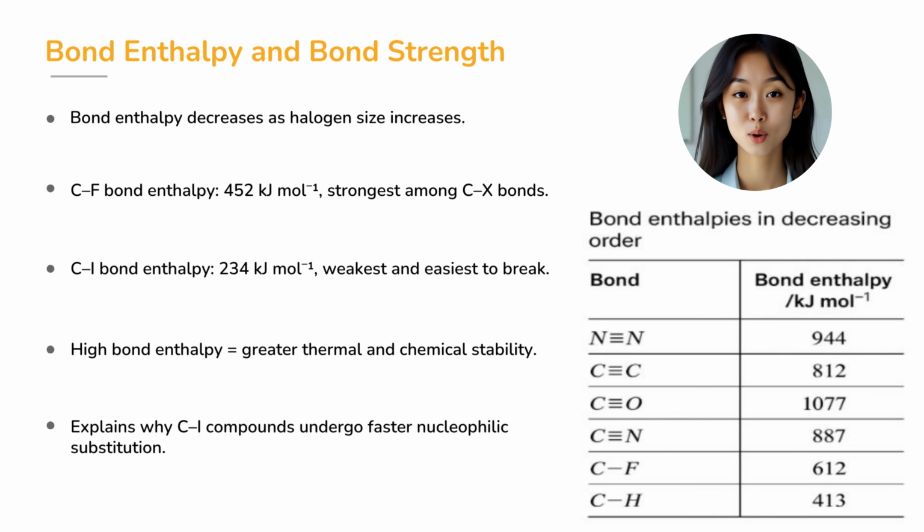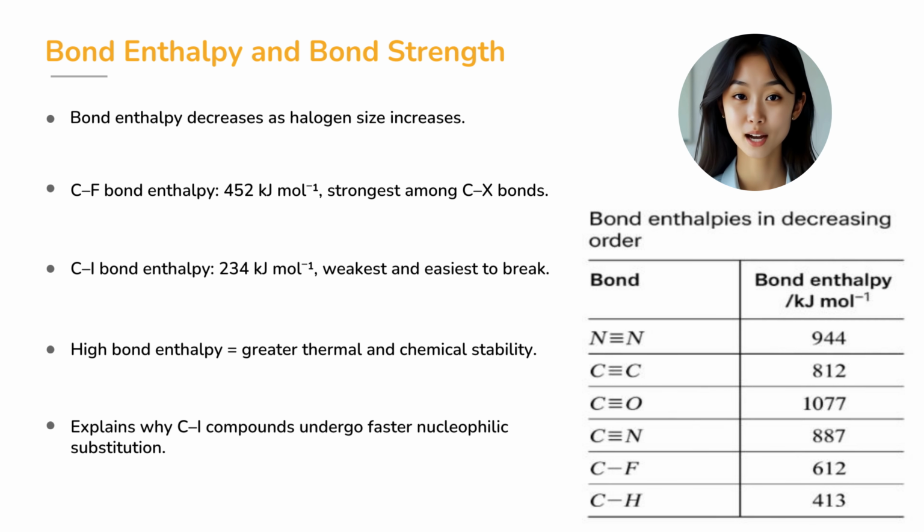The carbon-chlorine bond follows at 351 kJ mol superscript 1, still strong but not as much as the fluorine bond. The carbon-bromine bond has an enthalpy of 293 kJ mol superscript 1, much weaker. Finally, the carbon-iodine bond is the weakest, with an enthalpy of only 234 kJ mol superscript 1. This trend shows us that as we go down the halogen group, the bond strength decreases.